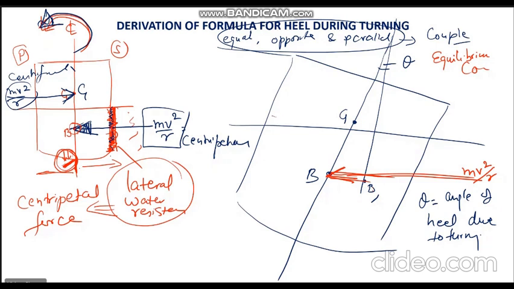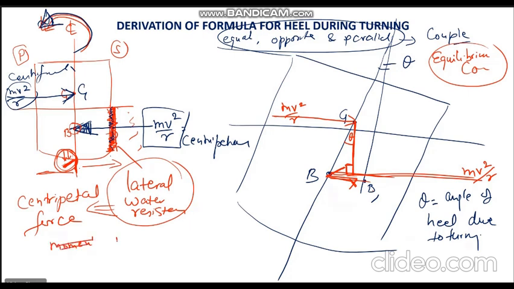What is centrifugal force acting through? Through G. In the equilibrium condition, what is the lever of these two forces? It is the perpendicular distance between them. Gx is the perpendicular distance between the two forces, correct? And this angle will be theta.